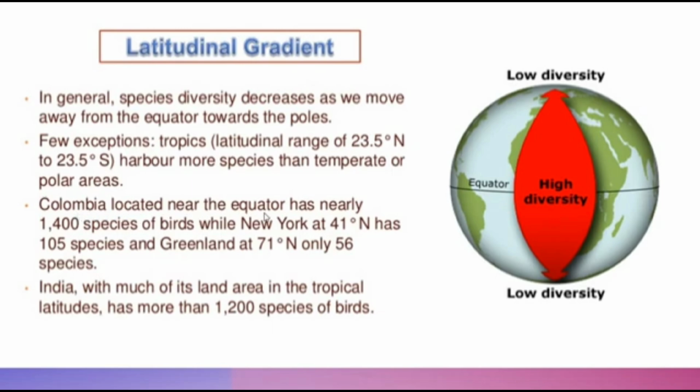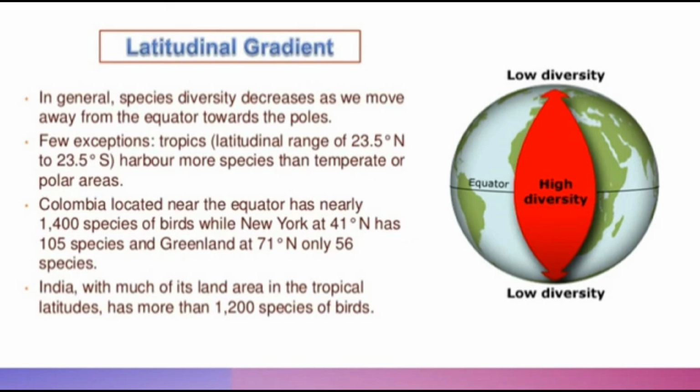Colombia, located near the equator, has nearly 1400 species of birds, while New York at 41° north has 105 species, and Greenland at 71° north only 56 species. The same species of bird, when it is moving from the equatorial region to the polar region, the number of species is reducing. That you can observe. In the equator it was more, while New York, which is at 41° north, has only around 105 species. And again, if we go a little further, at 71° north, only 56 species of birds are present.